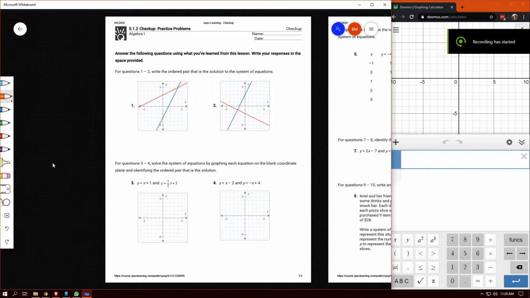All right, everybody, we're going to be working on Algebra 1 5.1.3, two variable systems graphing. We're going to solve these systems by graphing, and we're going to be straightforward. It's going to be easy. Jump right into the checkup.